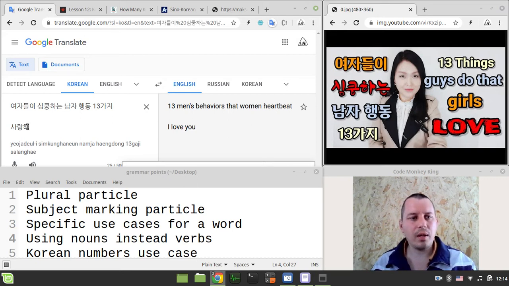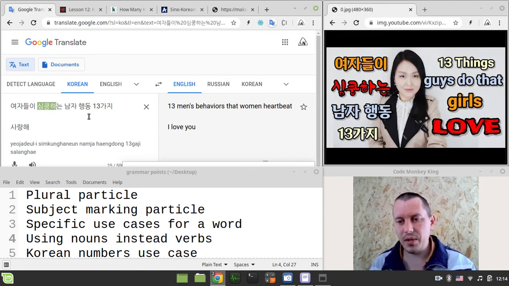So again, we don't use this word that is literally translated as love, but Koreans actually use the word heartbeat when they try to talk about things that they love, right? Something that makes their hearts beat faster.